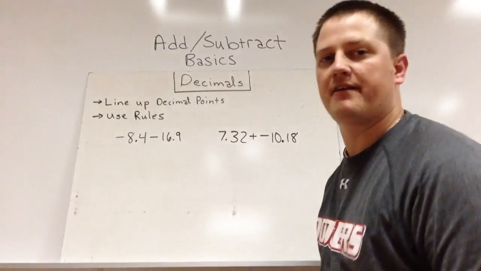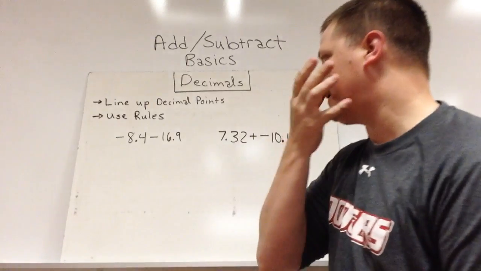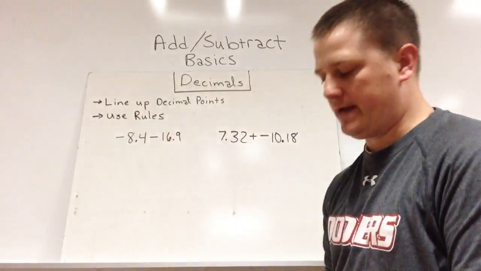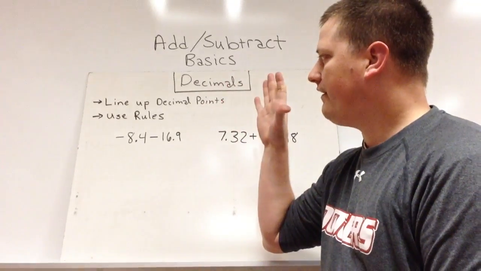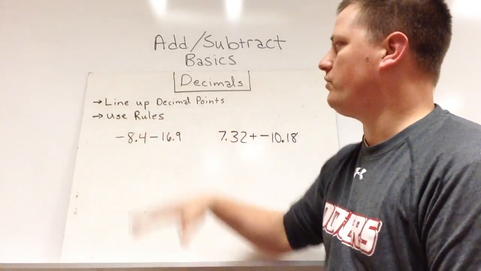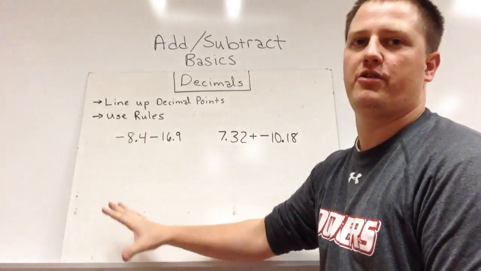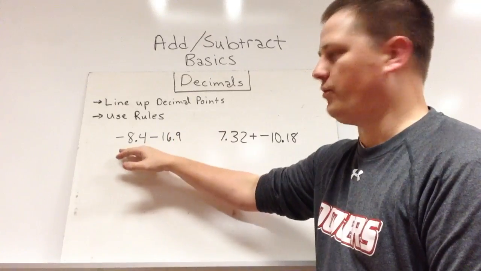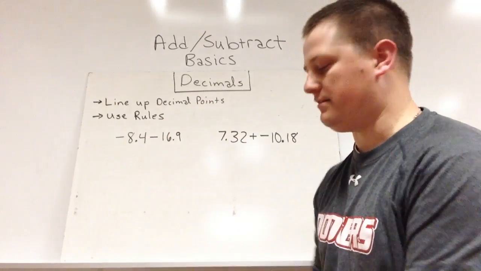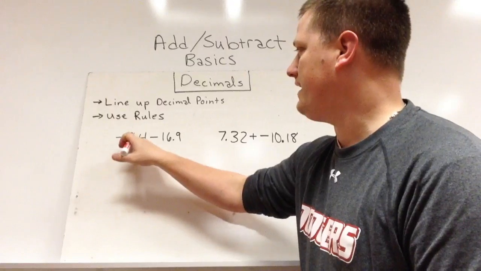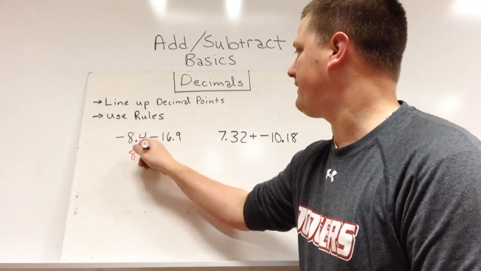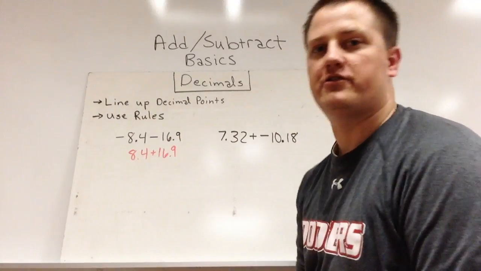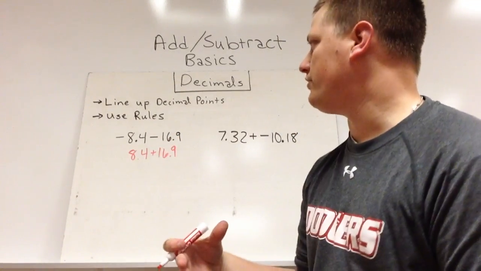Okay, for the sake of time, I've just done 2 problems here. Our first one is negative 8.4 minus 16.9. Really we need to use our rules first. What we have to do is rearrange the problem if necessary. Based off of this, this fits rule number 3, which means we're just going to add these 2 numbers. So we're really just going to add 8.4 plus 16.9, and then our answer is just going to be negative based off of what our rules tell us.